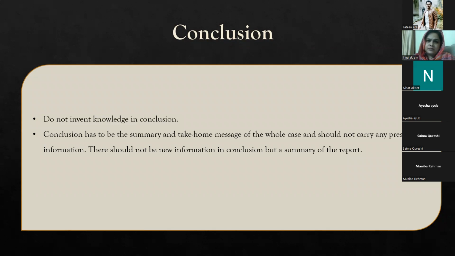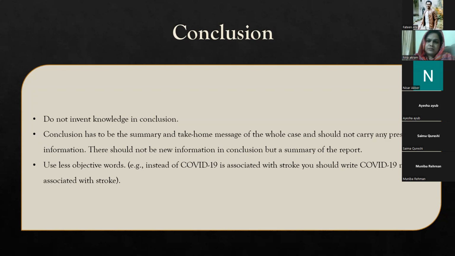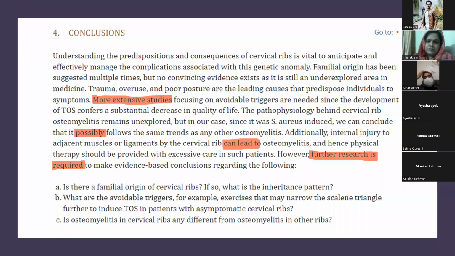So the conclusion has to be the summary and take-home message of the whole case and should not carry any presumed information, as we discussed just now. And there should not be new information in the conclusion, but a summary of the report. So you have to use less objective words. For example, instead of COVID-19 is associated with stroke, you should write COVID-19 may be associated with stroke, if you are writing a COVID-19 associated stroke case report. So this is an example.